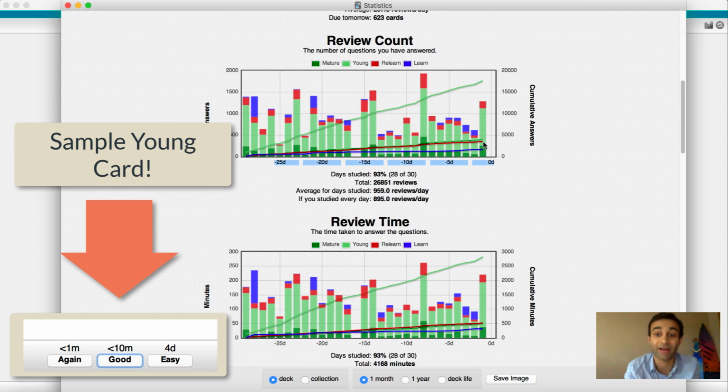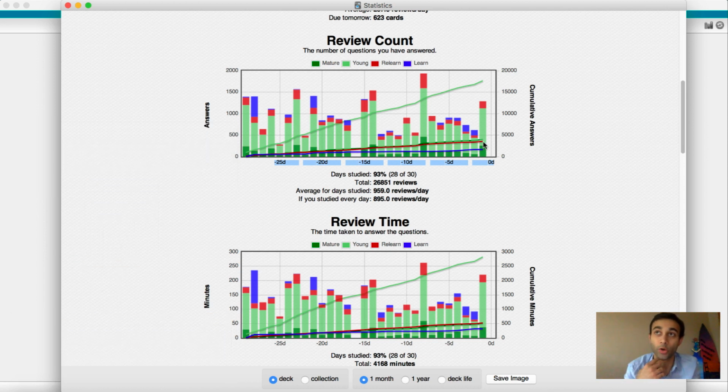Young cards are those that have fewer than 21 days in their interval, but you've seen them before. So anything that has an interval less than 21 days is considered a young card. And I have a lot more of those because young cards are those that you don't know as often, so they don't show up as frequently. Relearn cards are those that used to be mature and then became young because you forgot them. That happens all the time. It happens to me a lot.